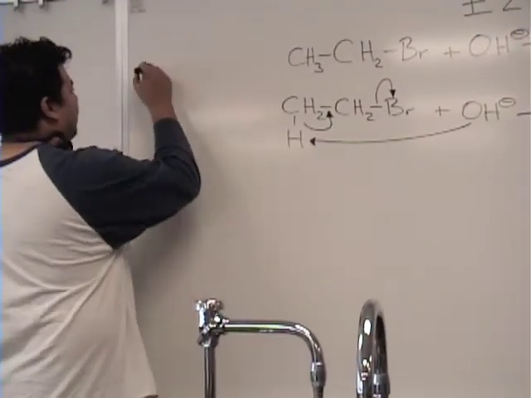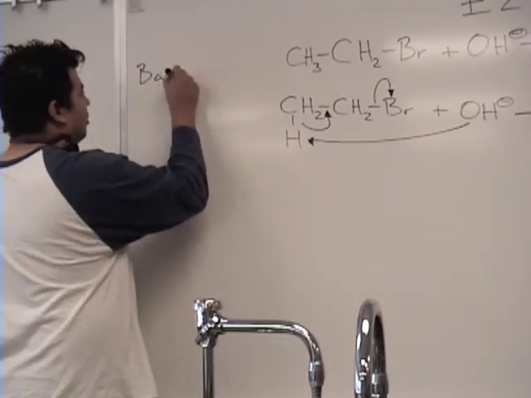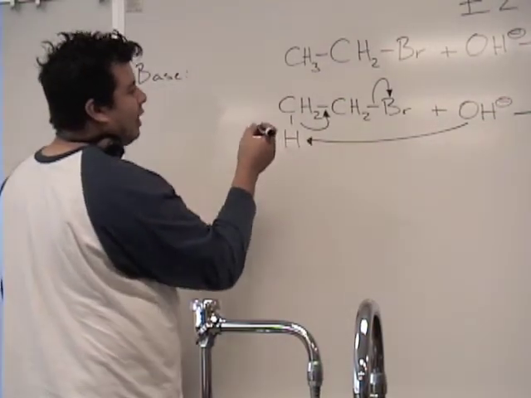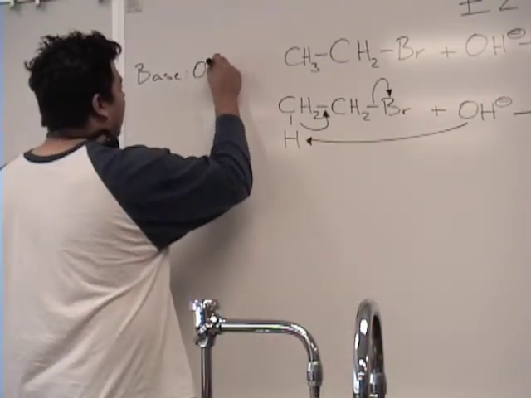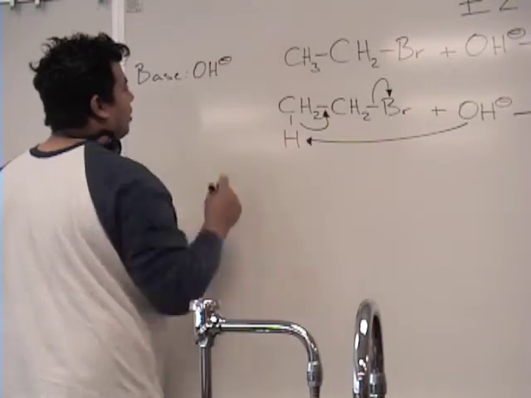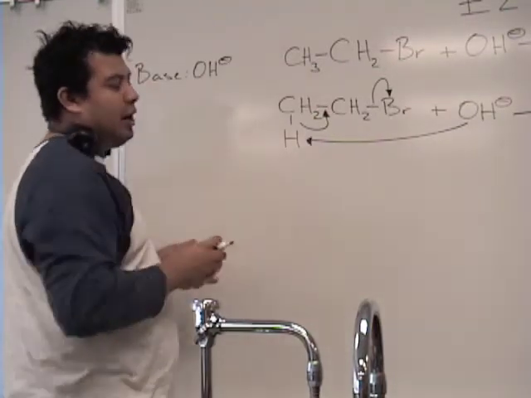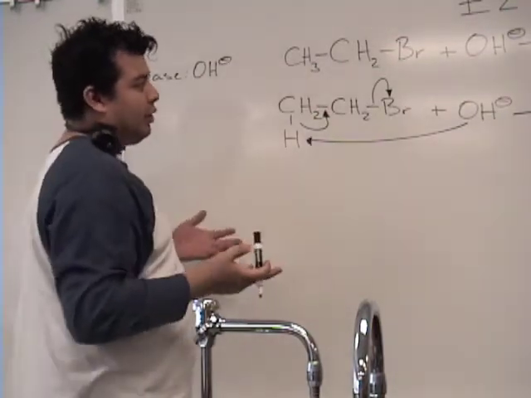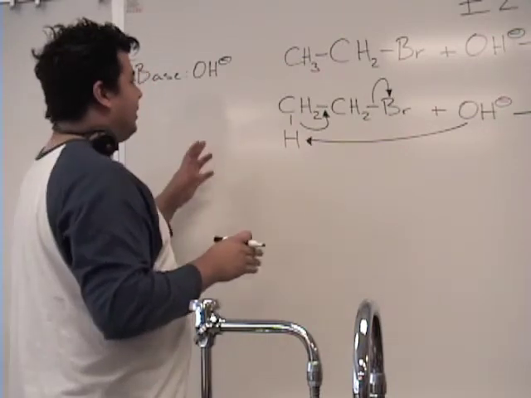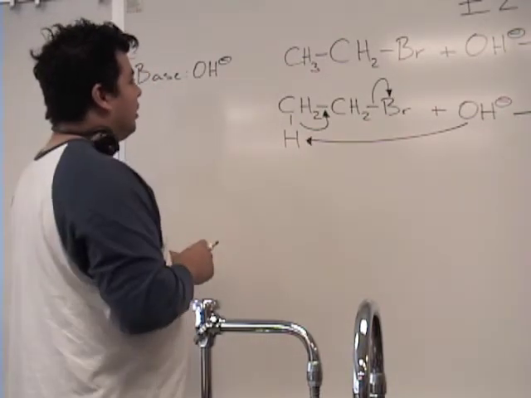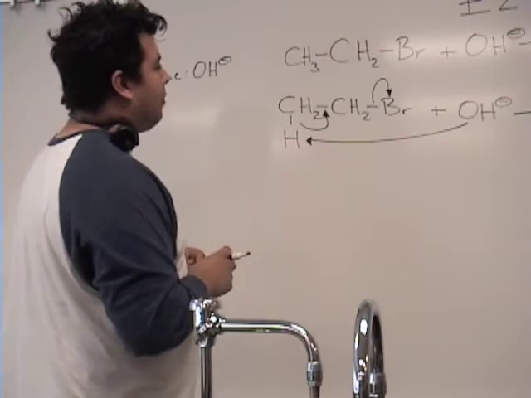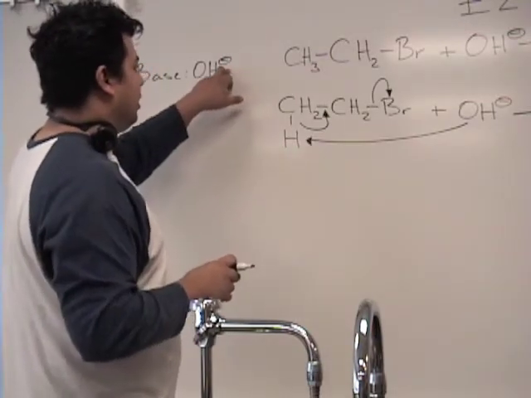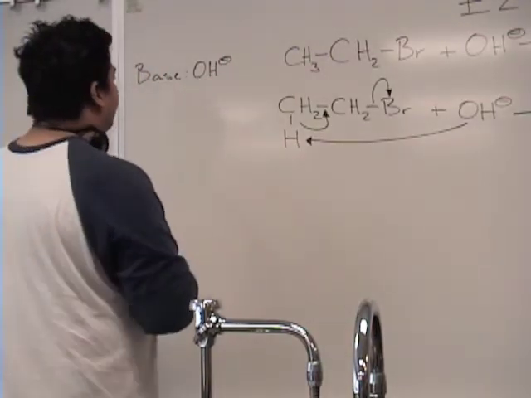First, we need a base. And our base in this case is OH minus. Now we can see OH minus as NaOH, we can see other bases, we can see some kind of ionic compound, but the important part is the part that has the minus.